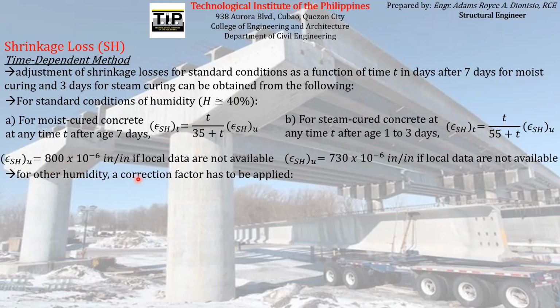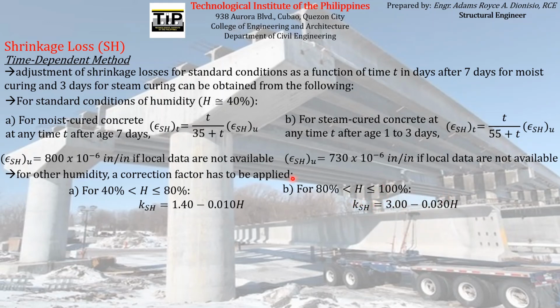So for other humidity, a correction factor must be applied to these values that you will compute here. You just have to multiply these values by the correction factors that we will specify here. For the case where the relative humidity is between 40 and 80%, 80 inclusive, the correction factor that must be used is equal to this. And for the case where the relative humidity is between 80 and 100%, 100 inclusive, the formula for the correction factor that must be used is equal to this. Again, you just have to multiply these values by these correction factors if the relative humidity is not standard, meaning it's not approximately equal to 40%. So that's the first method for computing the adjusted shrinkage strain to compute the prestress loss due to shrinkage.